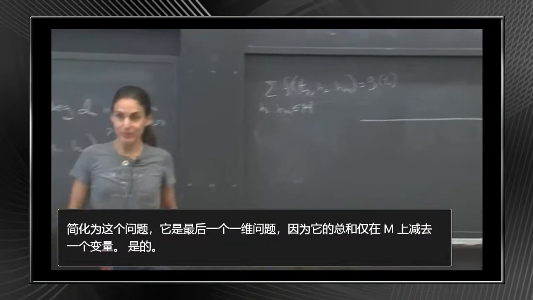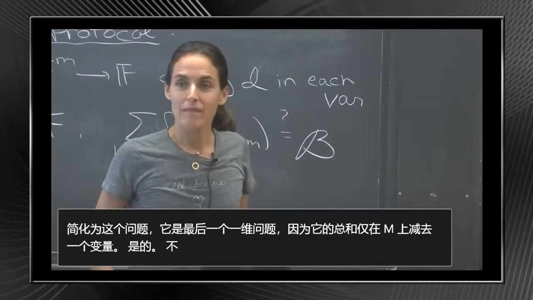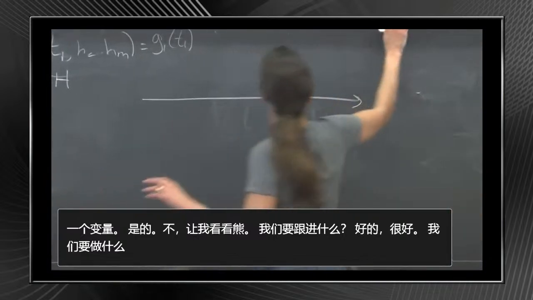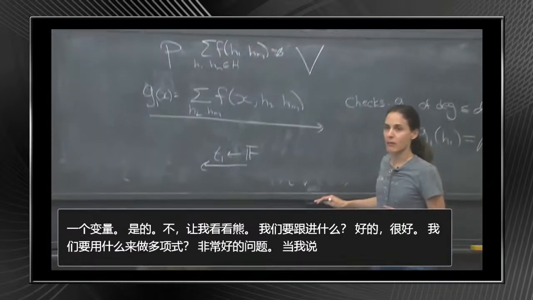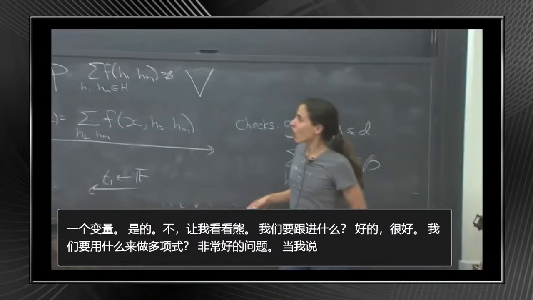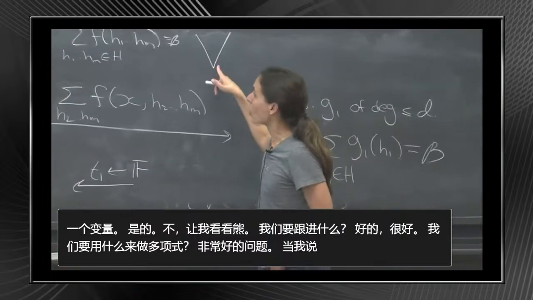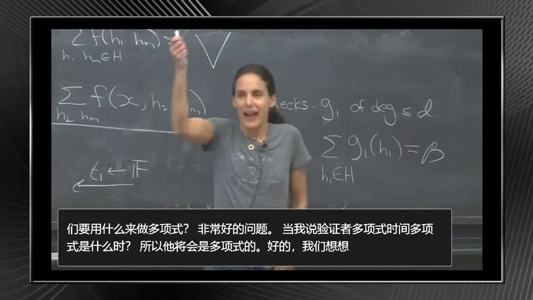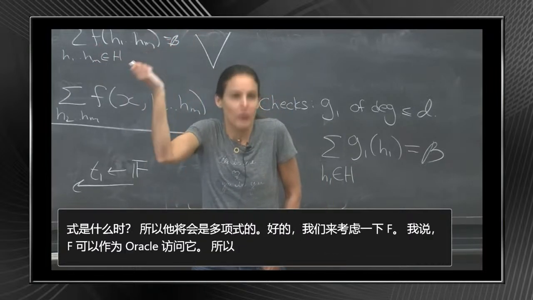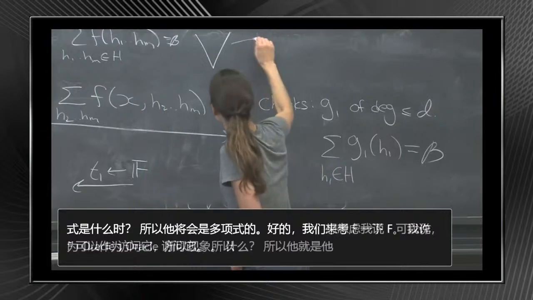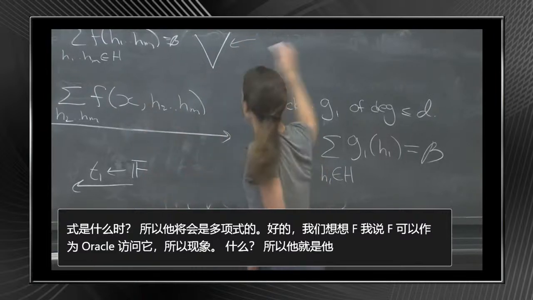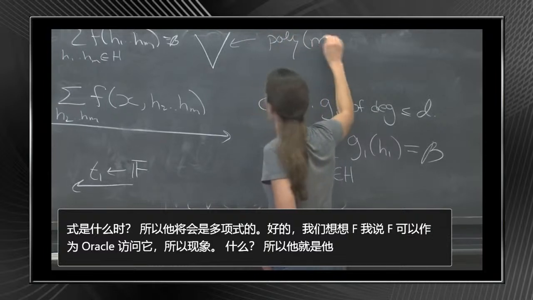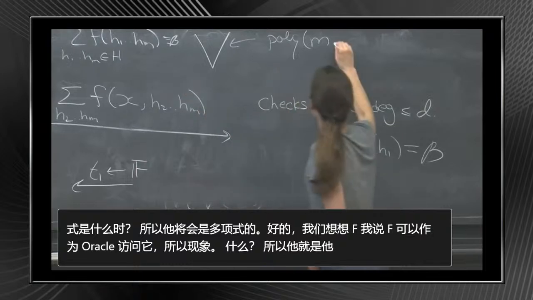Yes? Is the verifier polynomial time here? What are we polynomial in? Very good question. When I said the verifier is polynomial time, polynomial in what? We think of f as having oracle access to it. So we're going to analyze his runtime in a bit, but his runtime will depend polynomially on m, which is the number of variables, and on the degree.